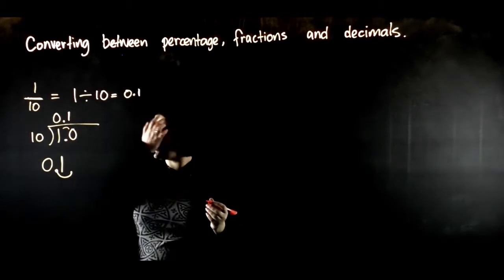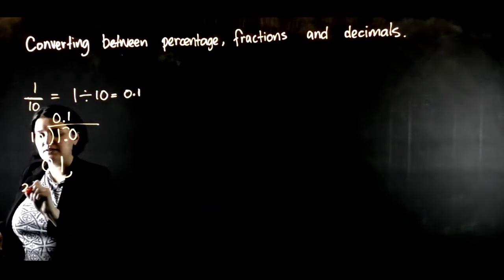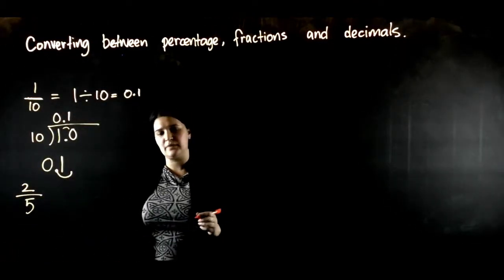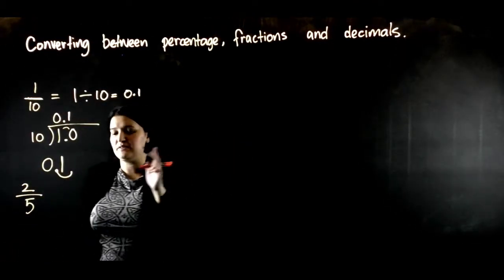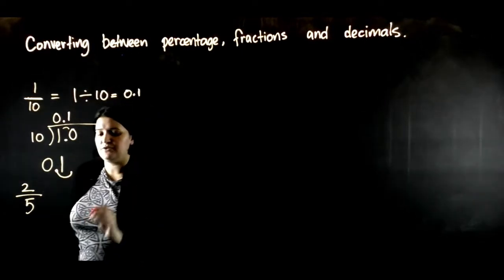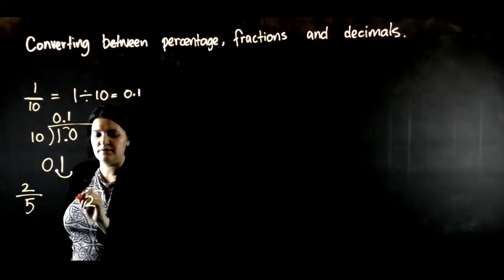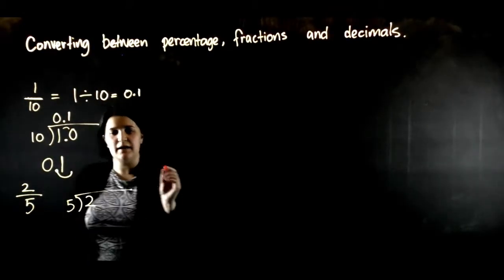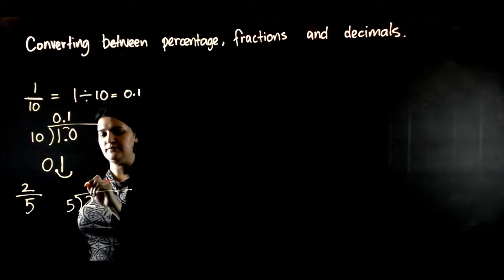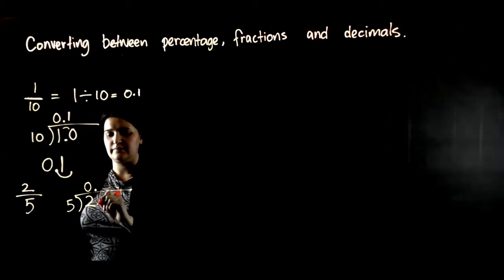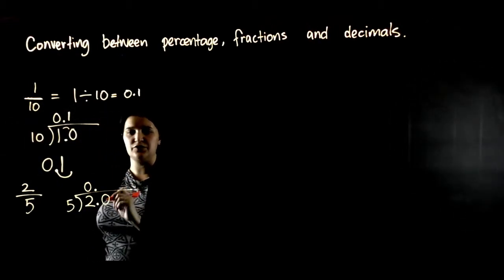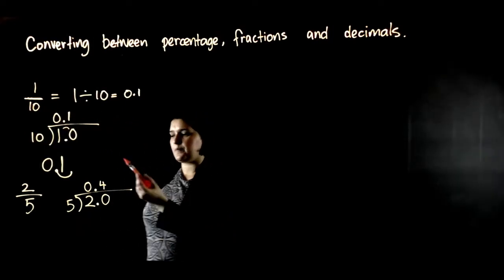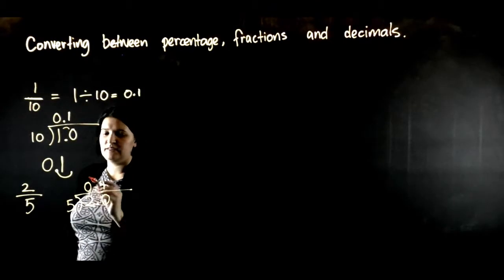Something a little bit more complex, 2/5, and I want to write that as a decimal. So I've got two different ways I can tackle this. I can do what we just did, and I can do 2 divided by 5. Okay, how many 5s are there in 2? None. Adding a decimal and a 0. How many in 20? 4. So 2 divided by 5 equals 0.4.